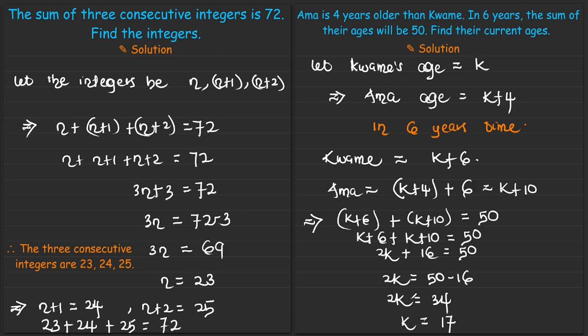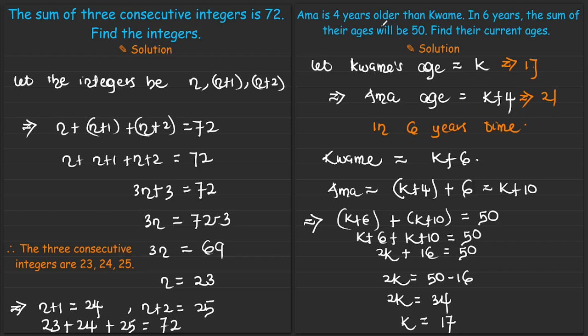After this procedure, we have realized that Kwame's age is actually what? 17. And that will mean Amma's age, which is k plus 4, is then going to be 17 plus 4. 17 plus 4 gives us what? 21.